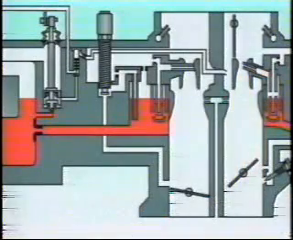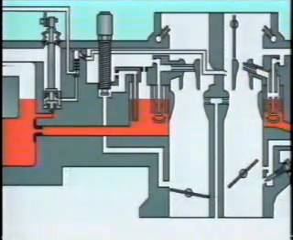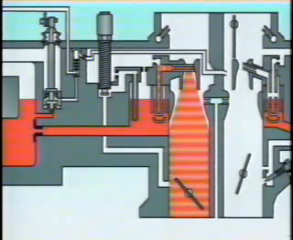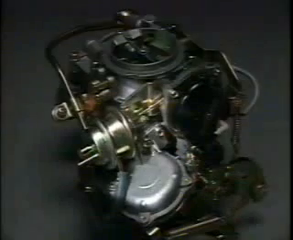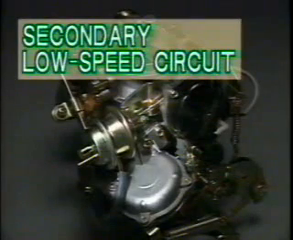The construction of the secondary barrel is the same as that of the primary barrel. It has a high-speed circuit, which is its main circuit, and a low-speed circuit which prevents the mixture from becoming too lean when the throttle valve opening on the secondary side is small. Let's look at the secondary low-speed circuit for the secondary barrel.